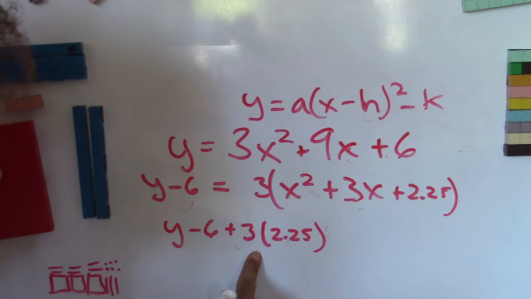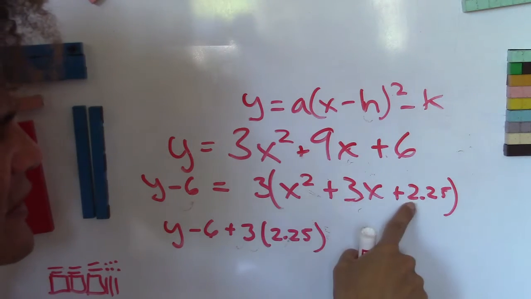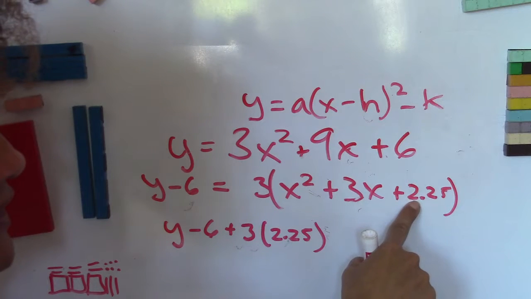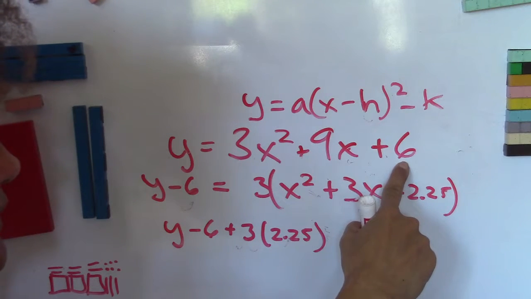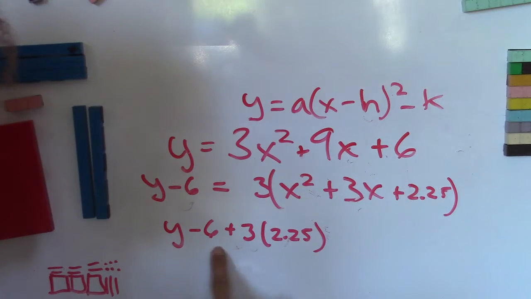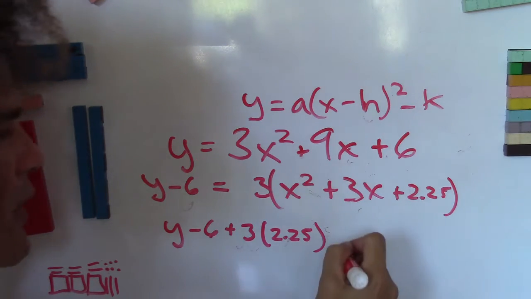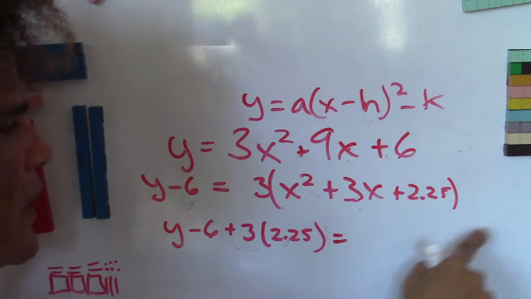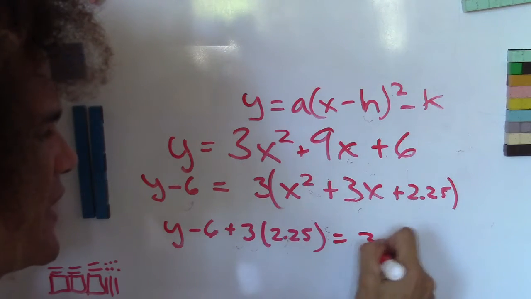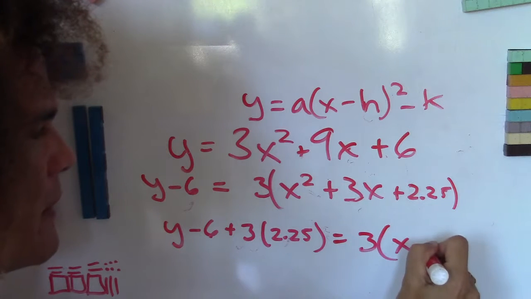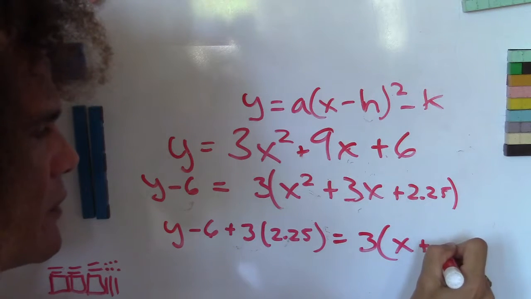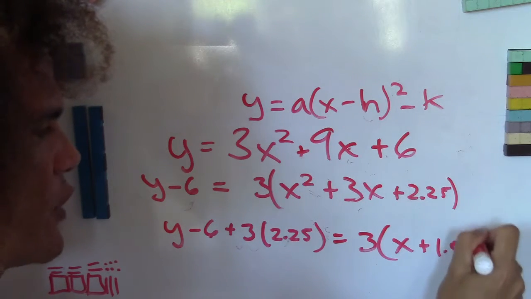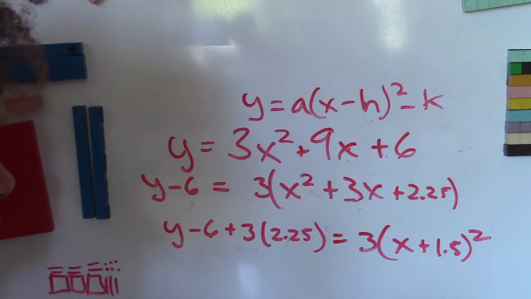Right? Yeah. Now, can you just look at that and see that 3 times that is going to be 6.75 and only have 6? Yeah. So all of this is superfluous when you get right down to it, but okay. I like it so that you keep track of what's going on. But then this is just the same thing as 3 times x plus 1.5 squared, right?